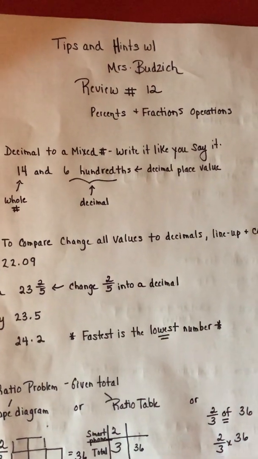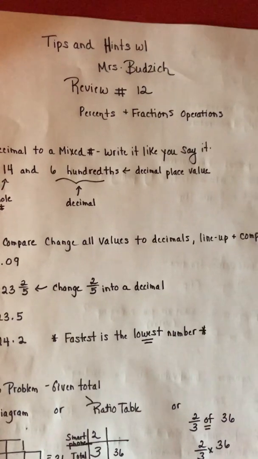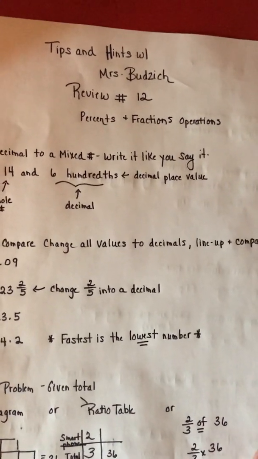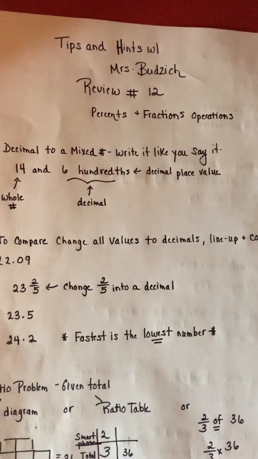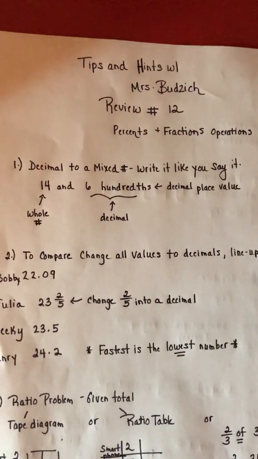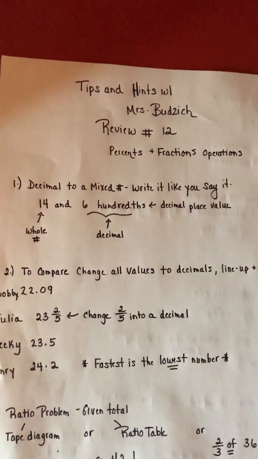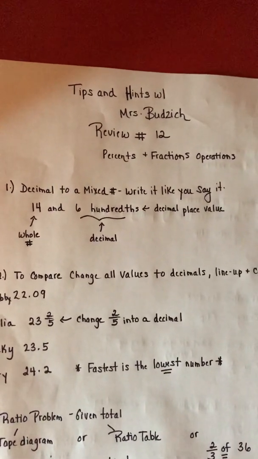Okay, everyone, here is Tips and Hints with Mrs. Budzik for review number 12. This has percents and a lot of fraction operations, so you've got to remember your reciprocal and multiplying and dividing by fractions. Number 1, you are given a decimal and you have to change it into a mixed number.